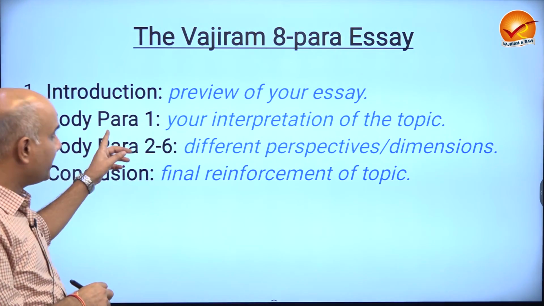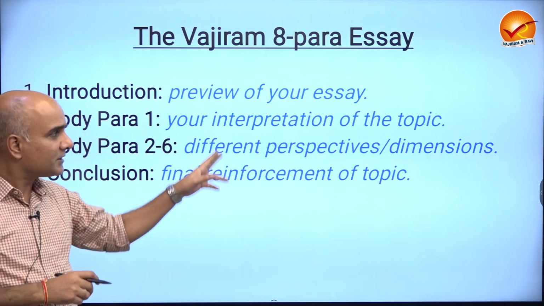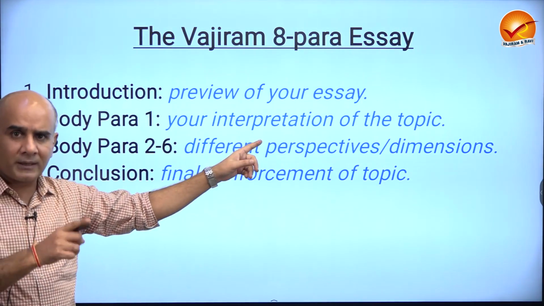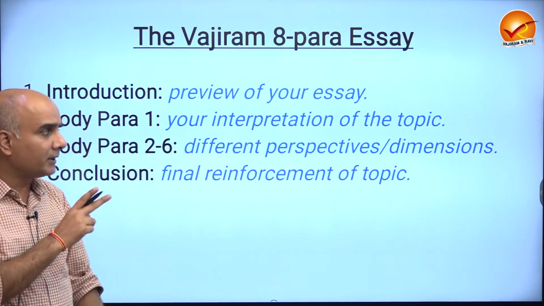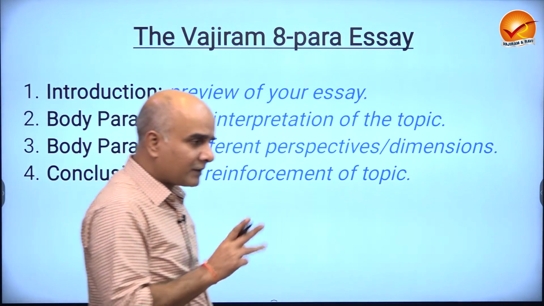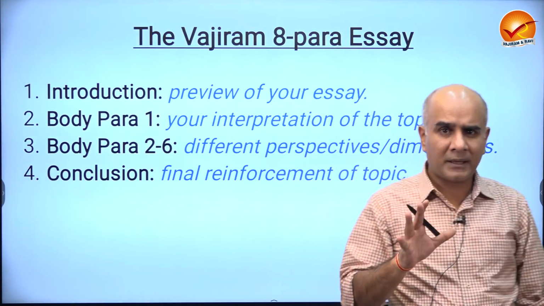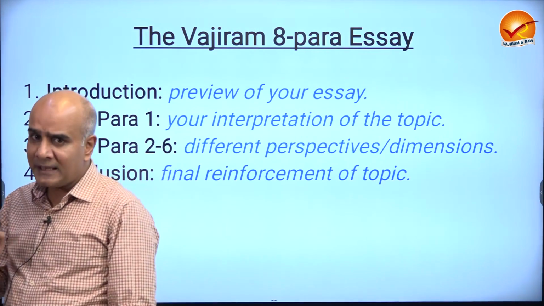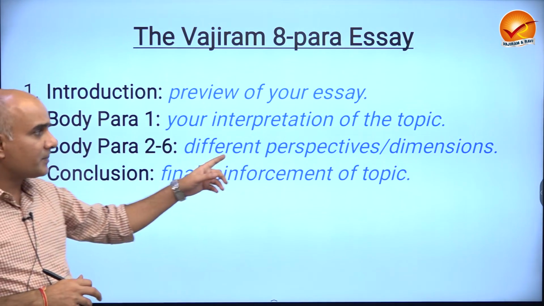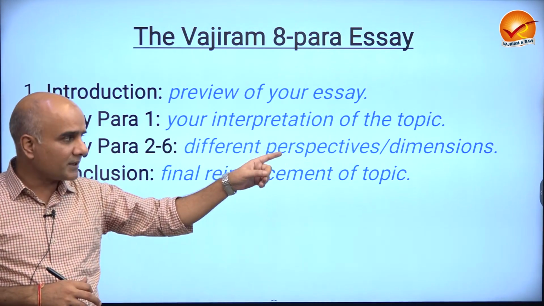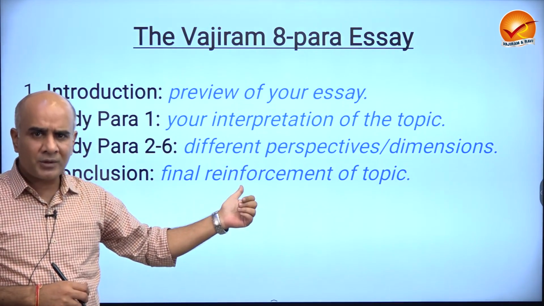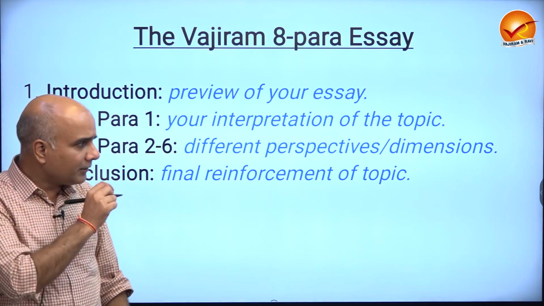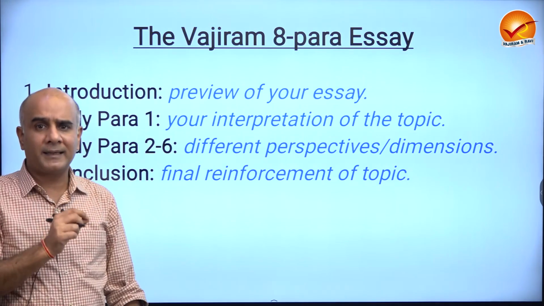Second is body paragraph number 1. In reflective essays, the most important part of your essay. This is where you convey your interpretation and hopefully a correct interpretation of the topic. After that, number 3, 5 more body paragraphs. You're writing 1200 words in total. So at least 5 body paragraphs, each with a different perspective, a different dimension that you're discussing. And fourth, finally, a conclusion. In the conclusion, what do you do? One final time, reinforce the topic and again do it correctly.